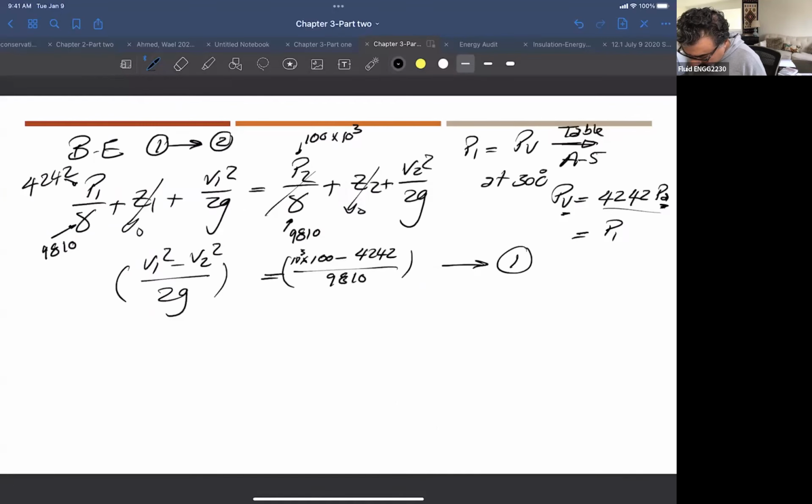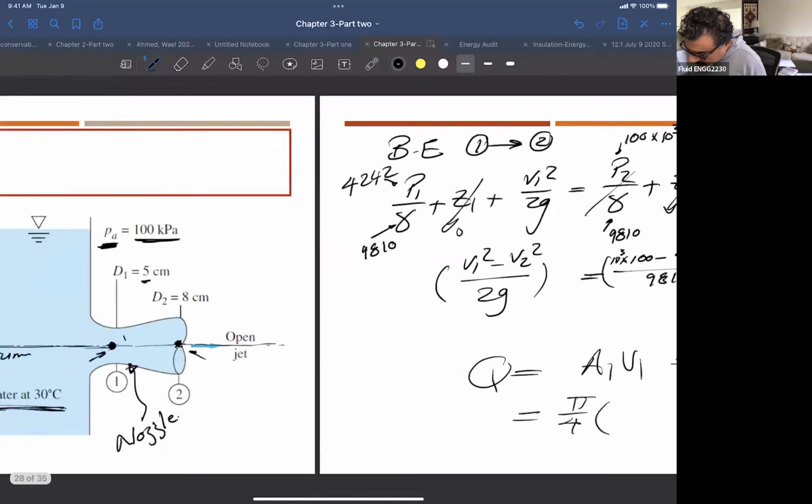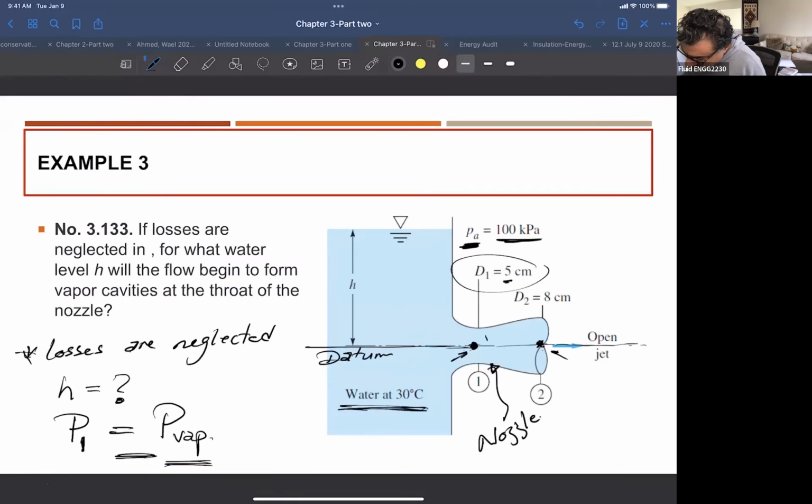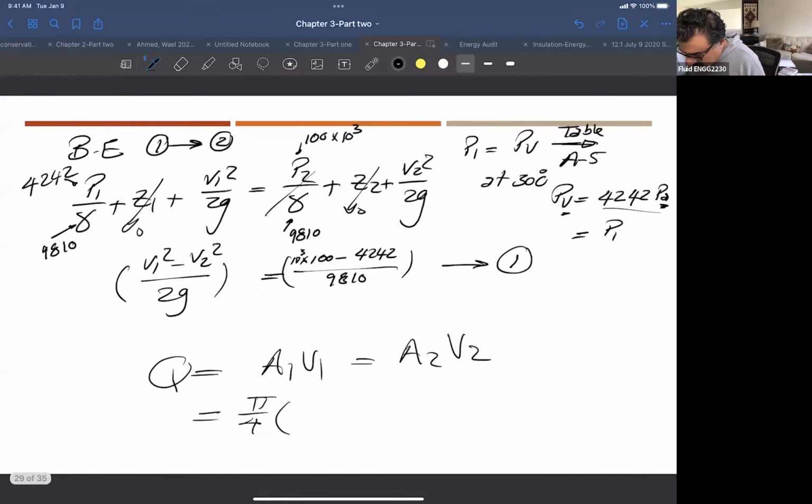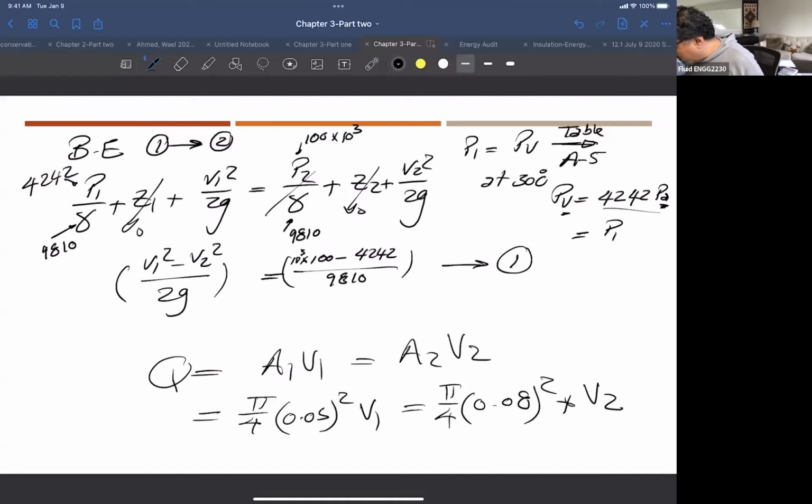So I know the equation Q is equal to A1 V1 is equal to A2 V2, right? So this is pi over 4. The diameter at point 1 is 5 centimeters, the diameter at point 2 is 8 centimeters, so I can know what V1 and V2 are. So 0.05 squared times V1 is equal to pi over 4 times 0.8 squared times V2. So I know the relation between V1 and V2.